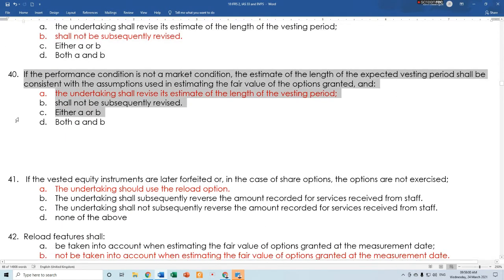So, 40, if the performance condition is a non-market condition, okay, dun magkakaroon ng ito. Undertaking shall revise its estimate of the length of the vesting period considering yung mga hindi na-meet na non-market condition. So, that's letter A.